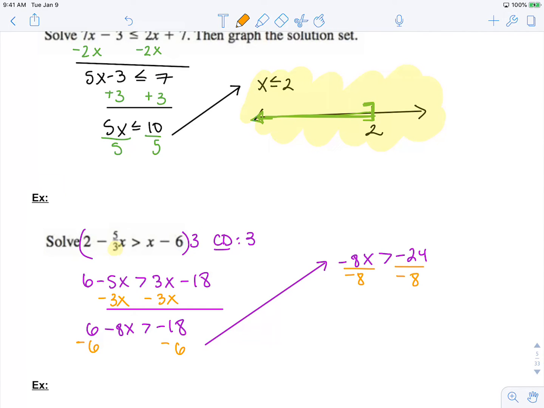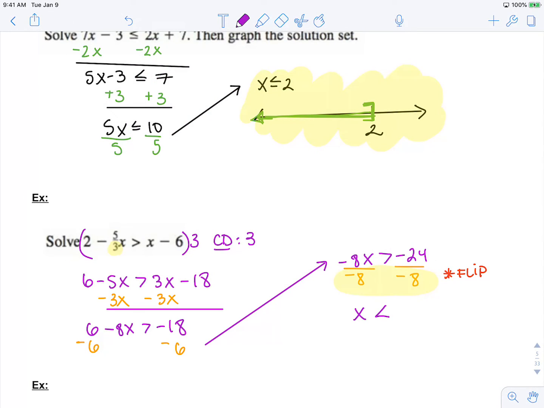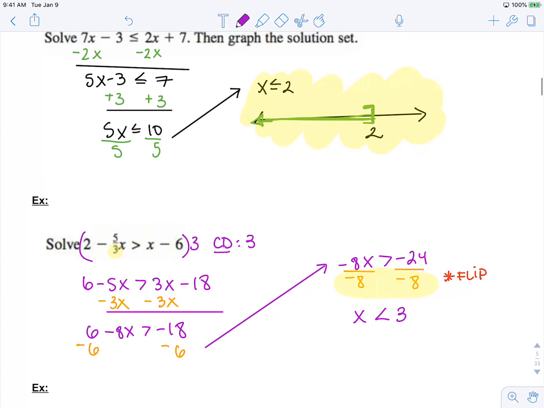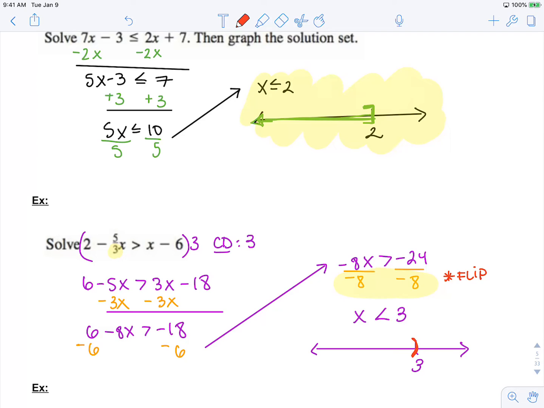Divide both sides by negative 8. And now, since I am dividing by a negative, I need to make sure I flip my inequality, and I will have x is less than positive 3. This problem is not asking us to graph, but let's go ahead and practice. 3 is my upper bound. Everything less than 3 means we would have a parenthesis on 3 and shading all the way towards negative infinity, this unbounded interval.